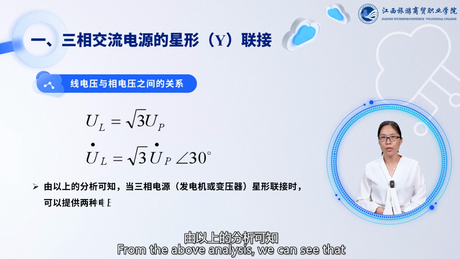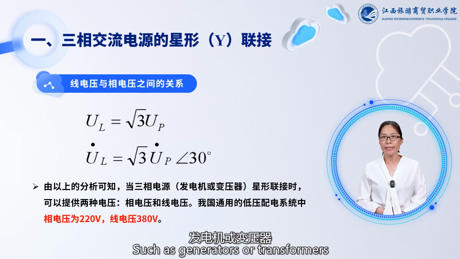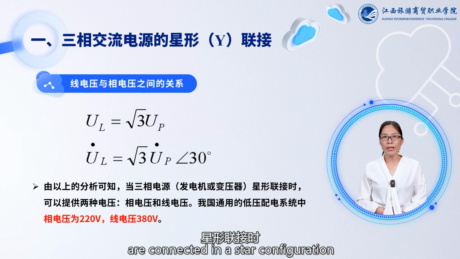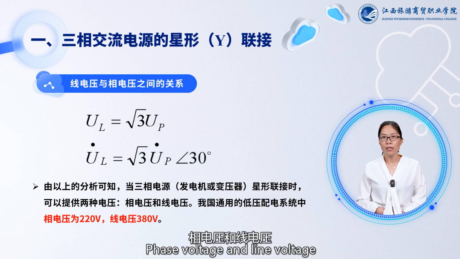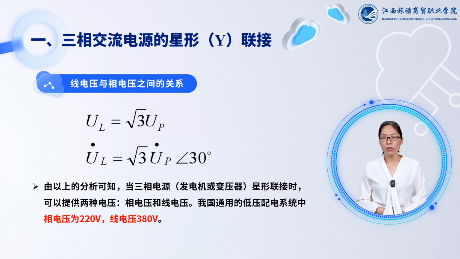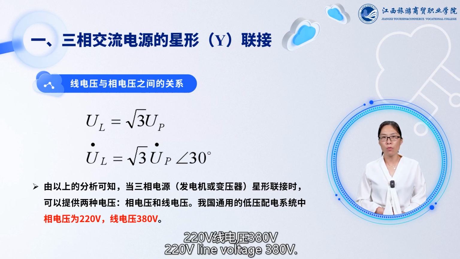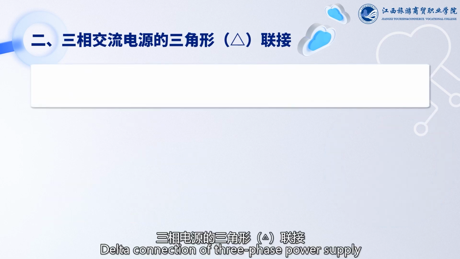From the above analysis, we can see that when three-phase power sources, such as generators or transformers, are connected in star configuration, two types of voltages can be provided: phase voltage and line voltage. In the Chinese general low voltage distribution system, the phase voltage is 220 V and the line voltage is 380 V. Now let's learn the delta connection of three-phase power supply.